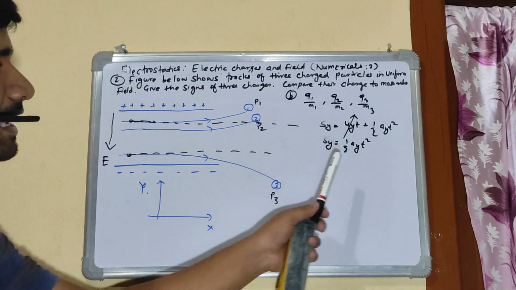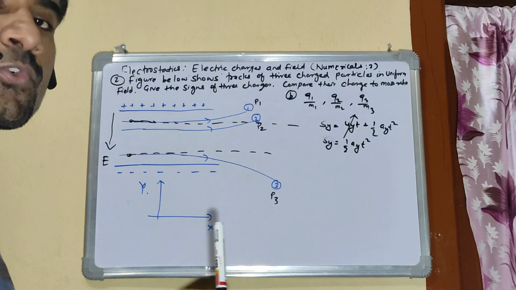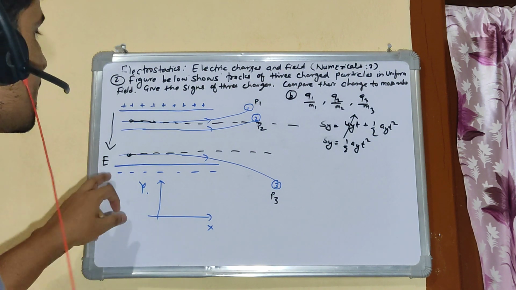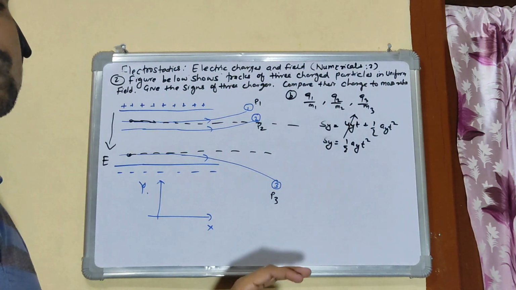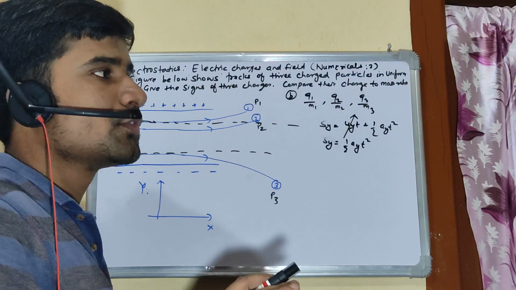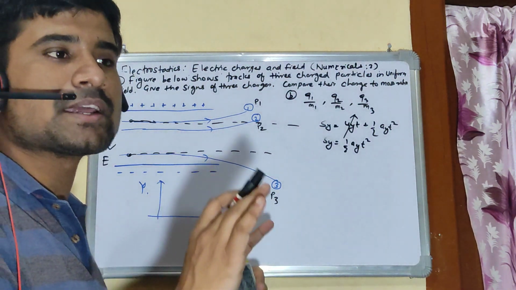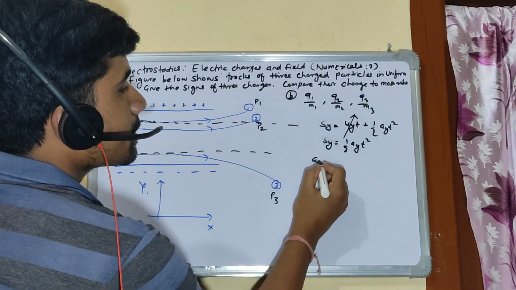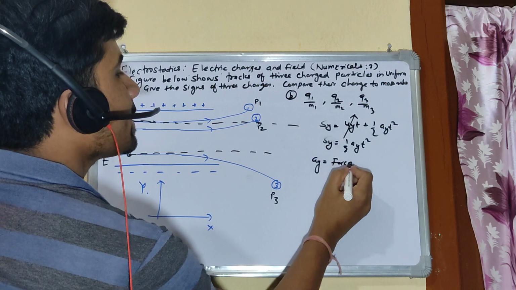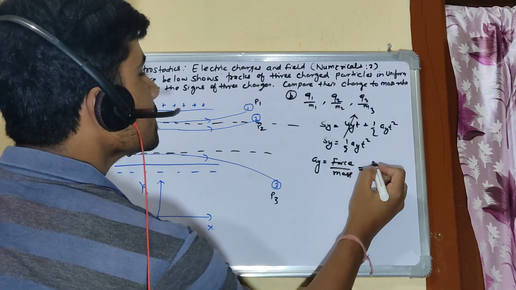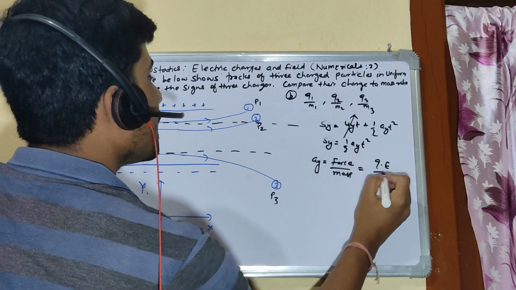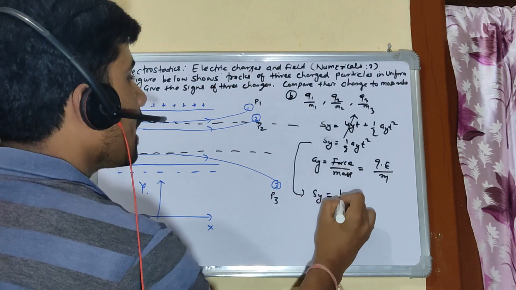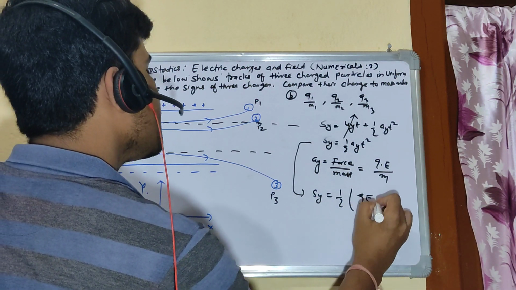Now what is ay? Acceleration is force by mass according to the second law of motion. So what is the force acting in the y direction? If E is the electric field, the force will be Q into E. I'm ignoring gravity as of now, since we are assuming the electrostatic force is of much higher magnitude, very much greater than gravity. So let's talk only about electrostatic force. Acceleration is force in the y direction by mass, and force is charge into field, so Sy is half into QE by m t square.